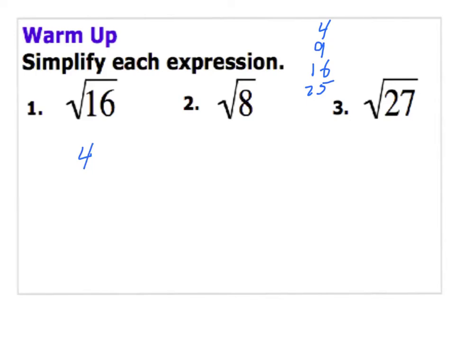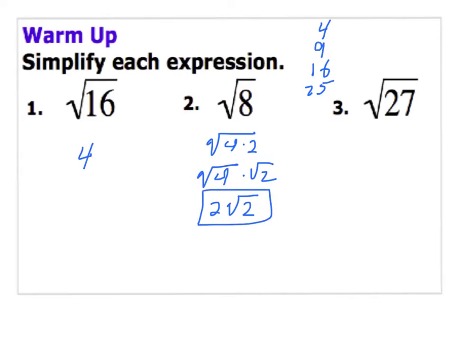Now, looking to the next one, we ask ourselves, what is the largest perfect square that goes into 8? Well, 4 does, and 4 goes into it twice. So we have the square root of 4 times 2, or you can write it as the square root of 4 times the square root of 2. The square root of 4 is 2, and you bring down the radical 2, and now that is simplified.